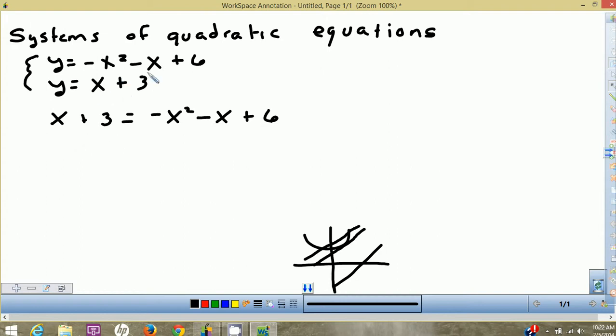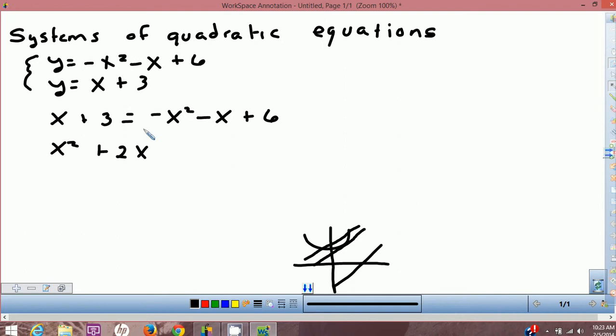These are equal to each other. You're looking for the point of intersection. They should both have the same x value. So if I add x squared to both sides, I get x squared over here, and it goes away on the right. Add x to both sides, I have plus 2x. And subtract 6 from both sides, I have minus 3. So now I've got a quadratic in standard form. x squared plus 2x minus 3 equals 0. And I can solve that using any method that I want to use.